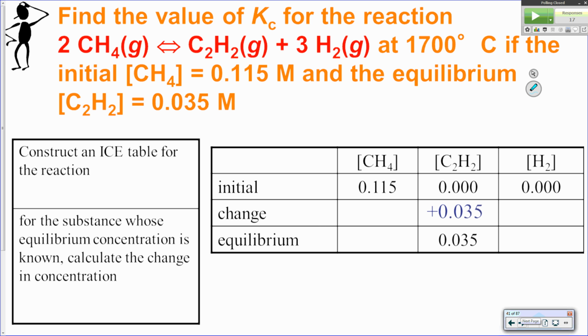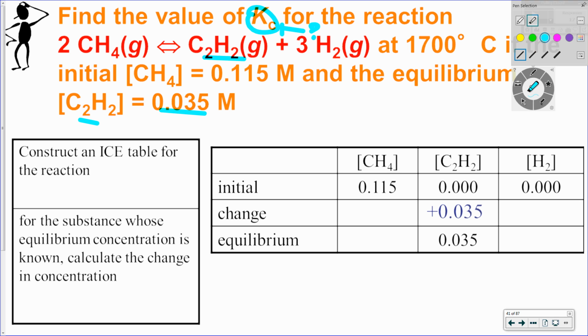So I'm going to take this one, I want to find the value of K sub C, and I've got 2 methanes, CH4, yields acetylene, C2H2, plus 2 hydrogen gases. All right, and this is occurring at 1700 degrees, and I know the initial concentration of the reactant, and all I have is a reactant to start with. And at equilibrium, I know the amount of one of the products, the acetylene, is 0.035 molar. And I want to find out what is the value for K sub C. So this is the thing that I'm looking for.